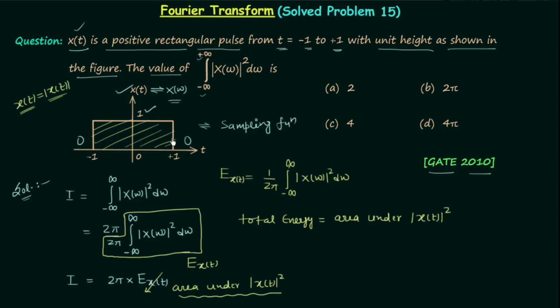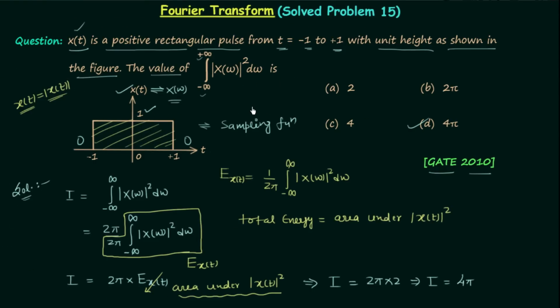We are having a rectangle. The height is equal to 1 and the width is equal to 2. So area is equal to 2. In this way, we are getting I equal to 2 pi multiplied to 2, or we can say it is equal to 4 pi. So option D is the correct option.